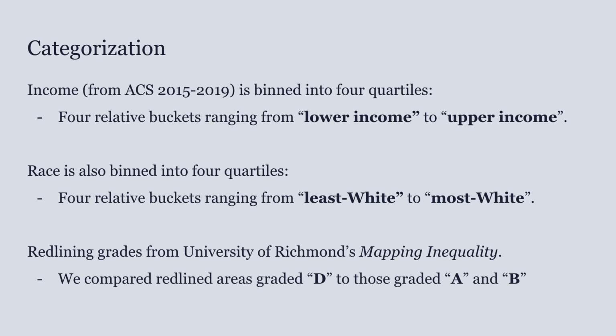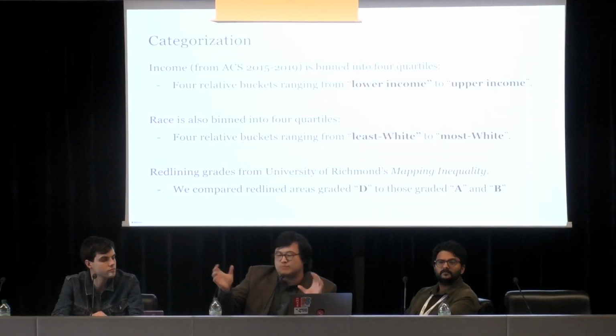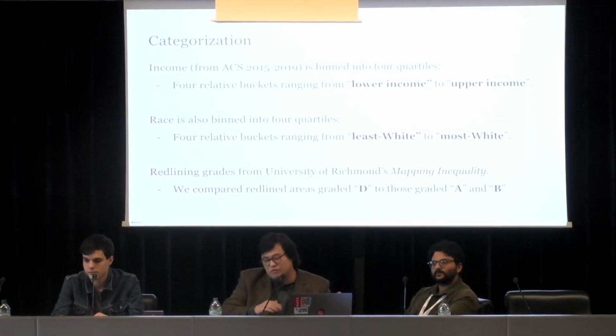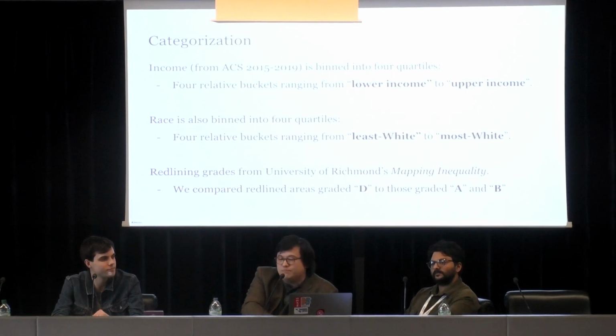And then lastly, which is really cool, is a data set you might not know about, Mapping Inequality by the University of Richmond. They digitized hundreds of historical redlining maps in GeoJSON, and you can merge that data right in. And we considered things that were hazardous or D to be redlined, and we compared that to things that were A and B, which are best and still desirable. And so we really are looking at the extremes here, right? Lower income, upper income, least diverse, most diverse, redlined and non-redlined, essentially.